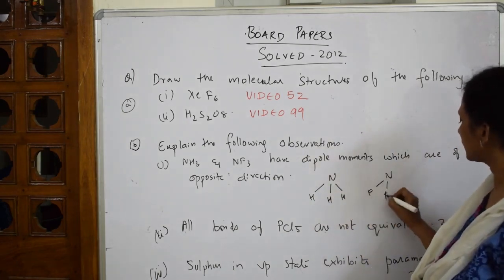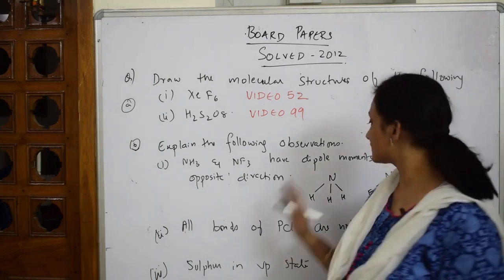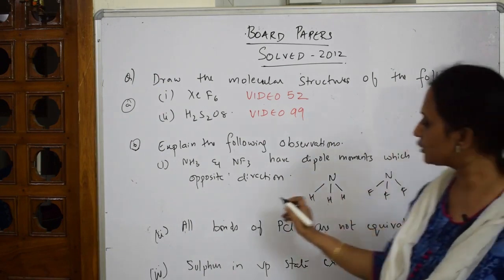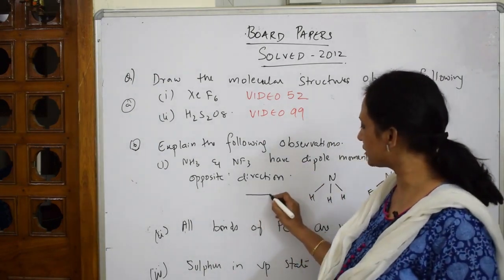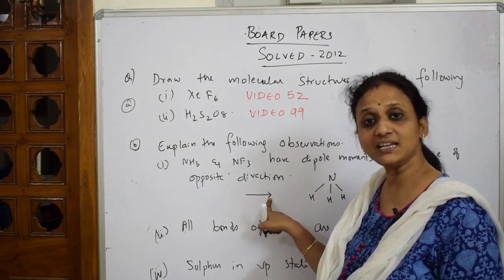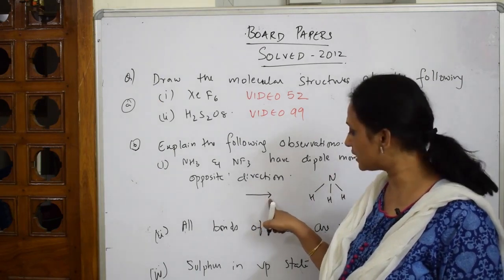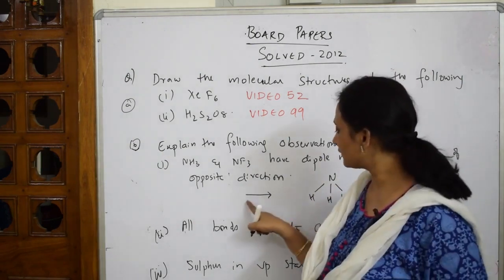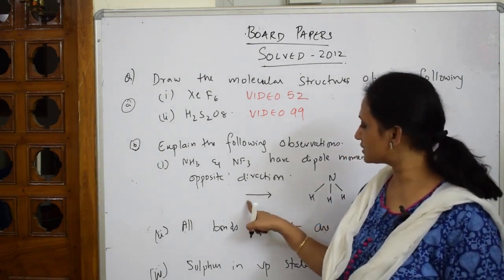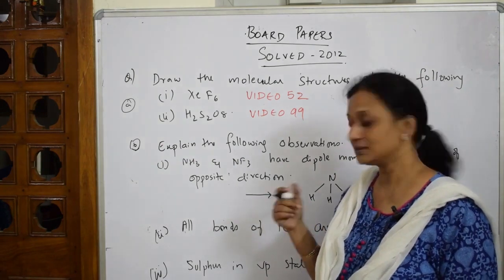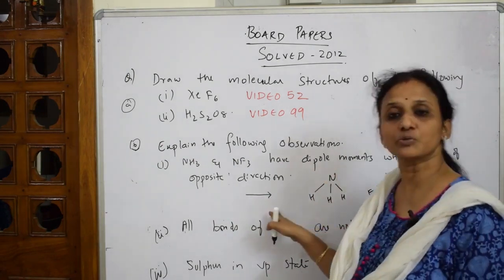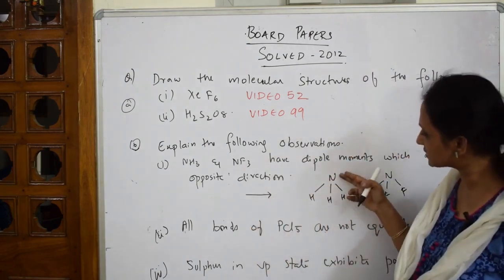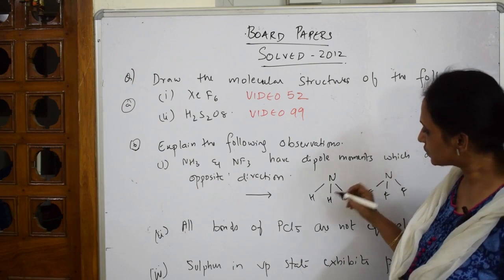NF3. Now, what actually is a dipole moment? When you represent a dipole moment, how should the arrow be? The arrow should follow... whichever is more electropositive, the arrow will go towards that. Just observe carefully. Now, in this case, we are going to see the electronegativity values.